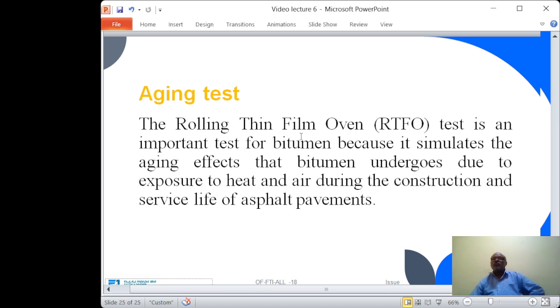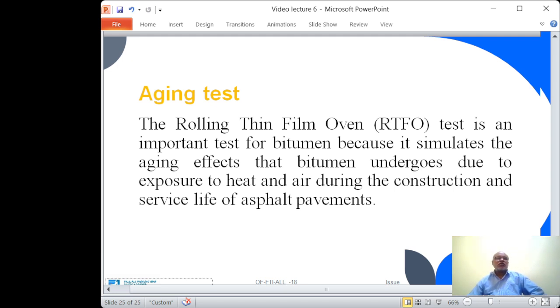The rolling thin film oven test is an important test for bitumen because it simulates the aging effect that bitumen undergoes due to exposure to heat and air during the construction and service life of the asphalt pavement. The rolling thin film oven test should be conducted for different purposes.